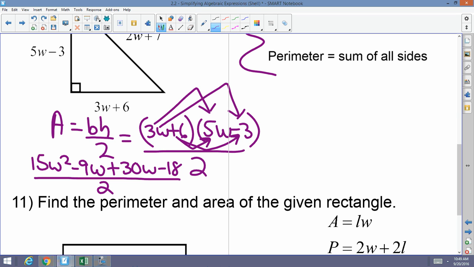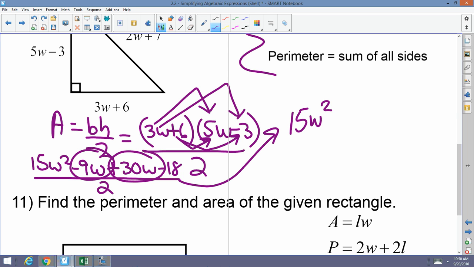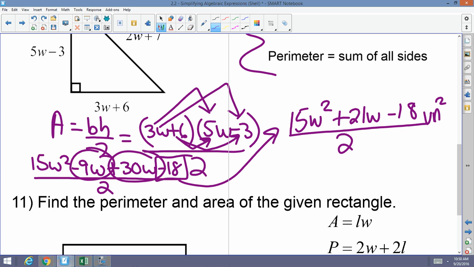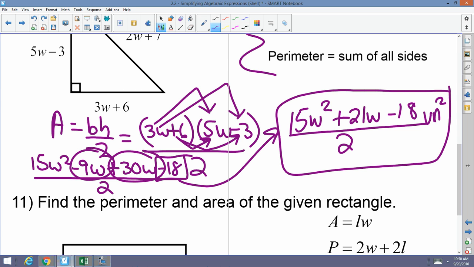So let's go ahead and simplify this. We got 15w squared. And then I got a negative 9w plus a 30w, so that would be a plus 21w. And you've got the minus 18. And this would be all over 2. And this would just be units squared because it is an area.